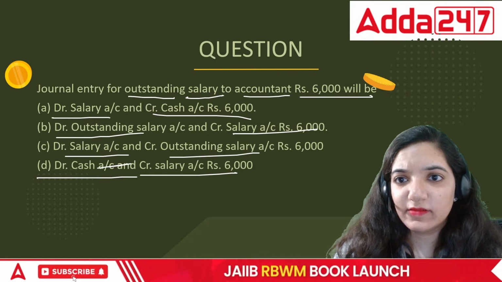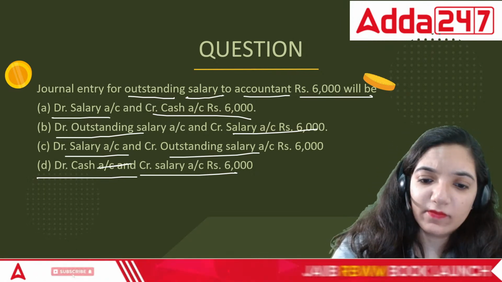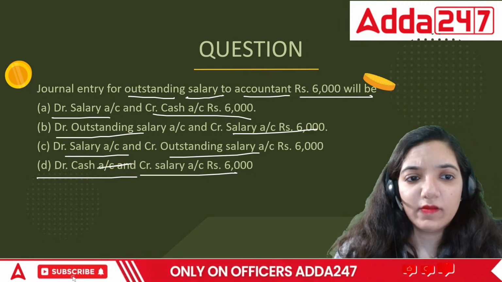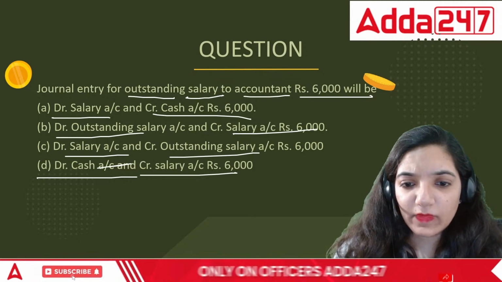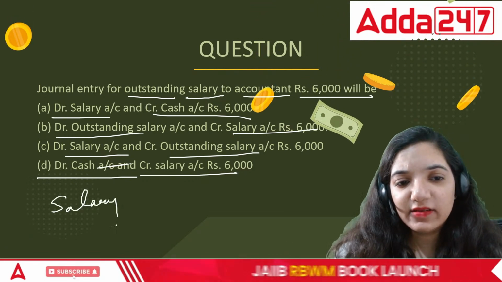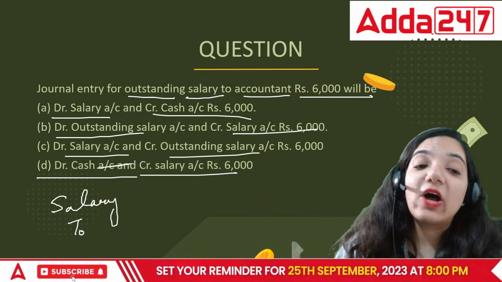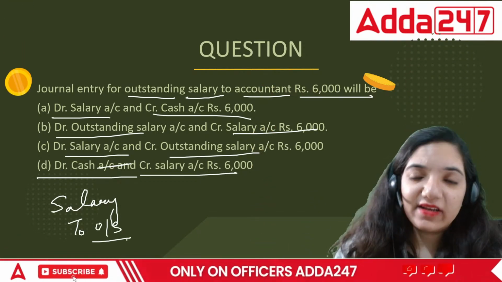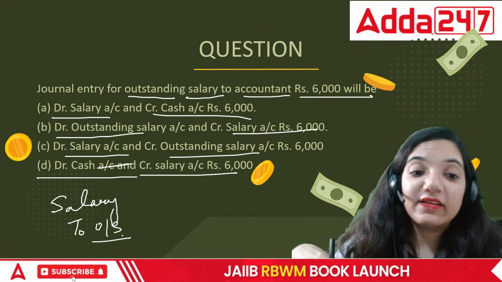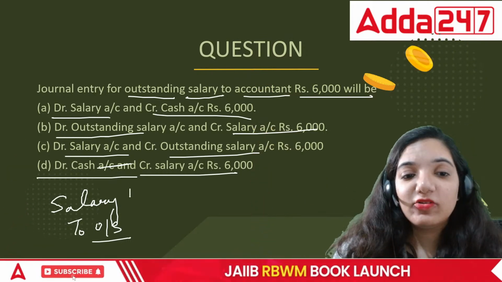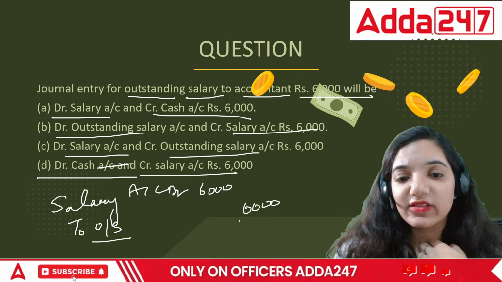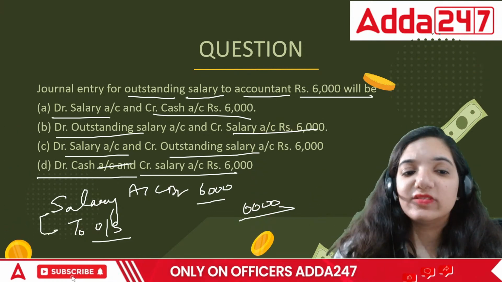What would be the answer? The answer in this case is salary expenses increasing, and we are having it as outstanding. It is outstanding because I haven't paid the person. There's a liability on my head that there is something I have to pay to someone. So salary to outstanding salary, rupees 6,000. So in this case the correct answer is salary to outstanding salary.